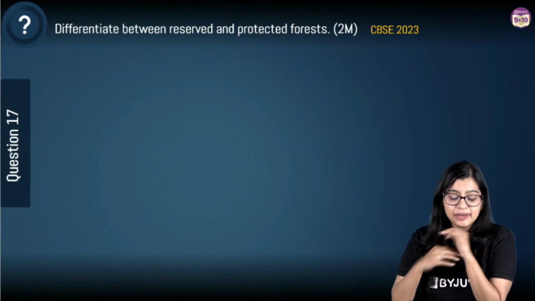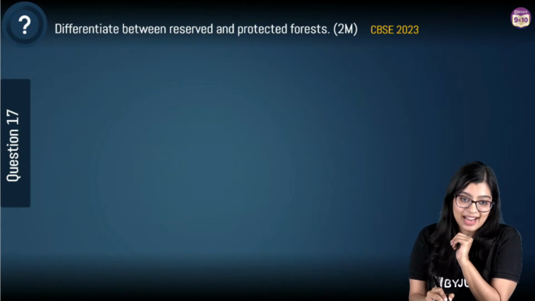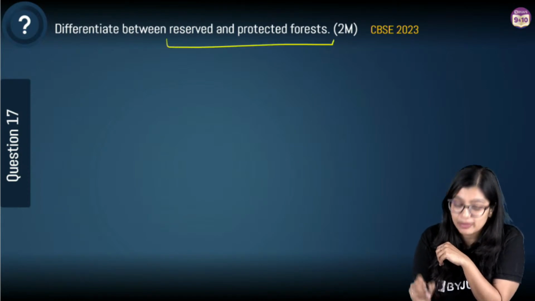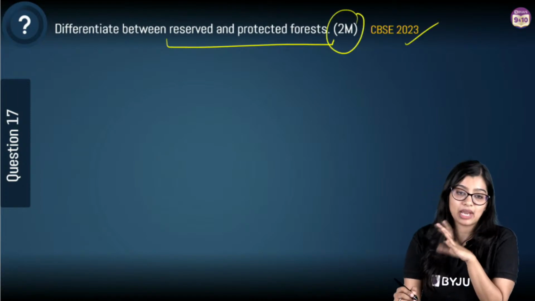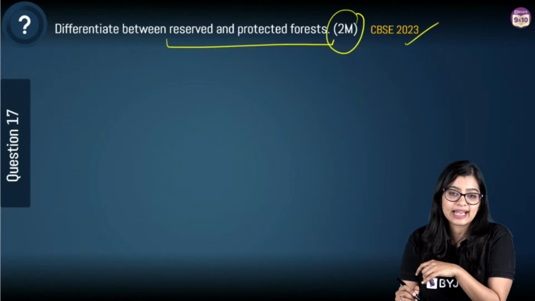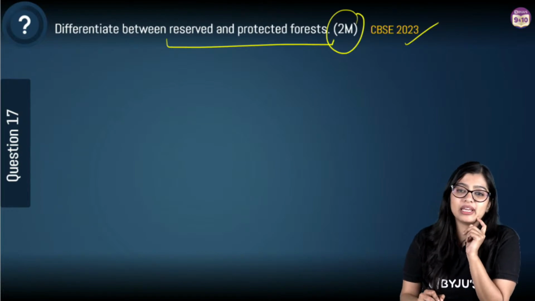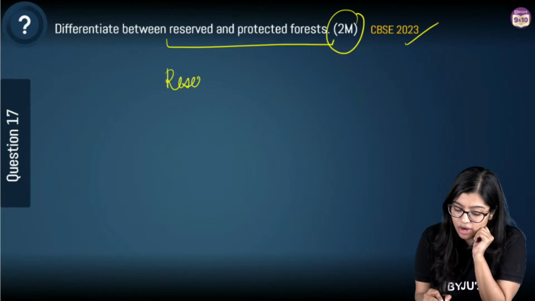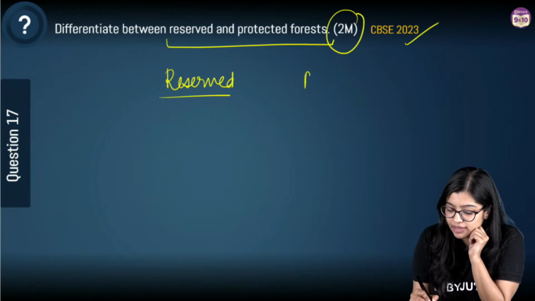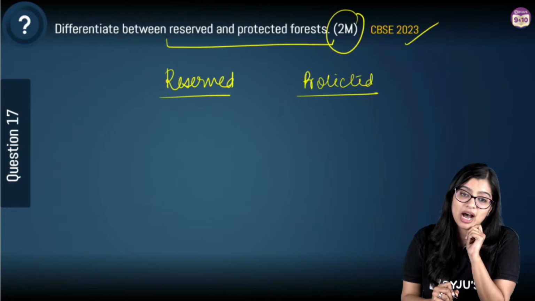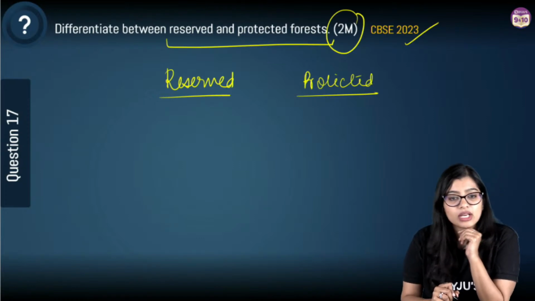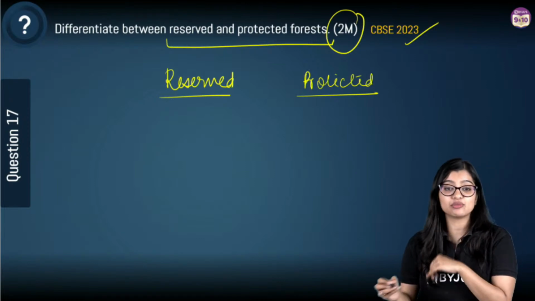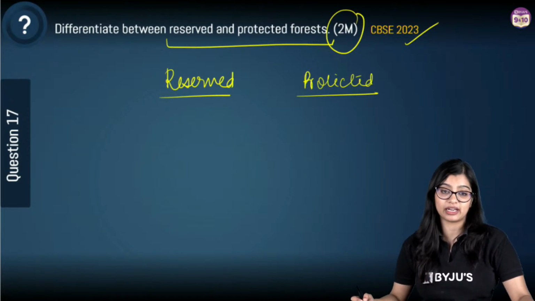Moving on, right? This is a very direct question, which is: differentiate between reserve forest and protected forest. 2 marks, this came last year. Okay? Now you only tell me what is reserve forest. We have already discussed a question on this. We have reserve forest, we have protected forest. If you have to give me 2 marks, right? Okay, cool. Very good, all of you. I'm super proud that all of you are giving me the correct answer.